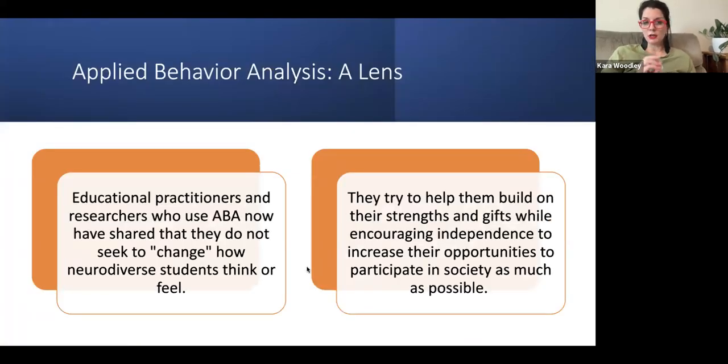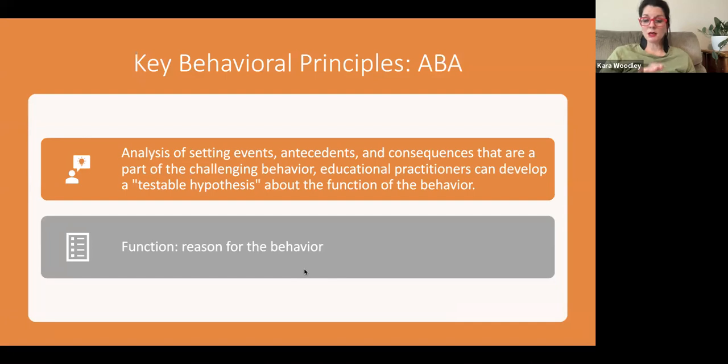And so I want you to look at this lens now. Educational practitioners, which would be all of us, and researchers who use ABA now have shared that they do not seek to change how neurodiverse students think or feel. So that's kind of pushing against the controversy we just talked about. They do try to help them build on their strengths and gifts while encouraging independence to increase their opportunities to participate in society as much as possible. And some of the science behind ABA can be used in different ways to help us support students that have behavioral needs, not just students with autism, but students that have behavioral needs that affect the educational environment.